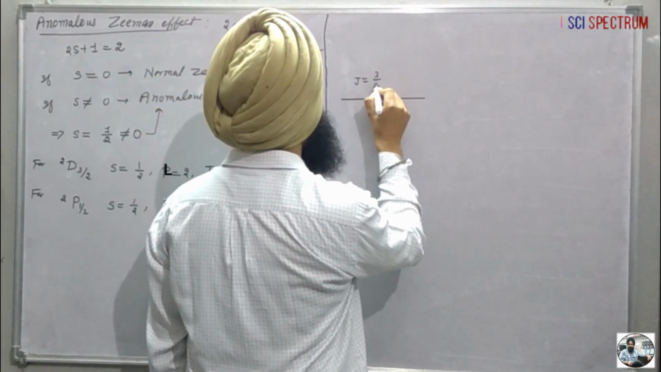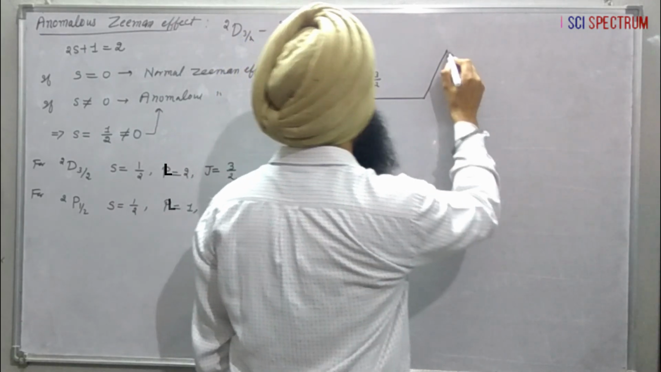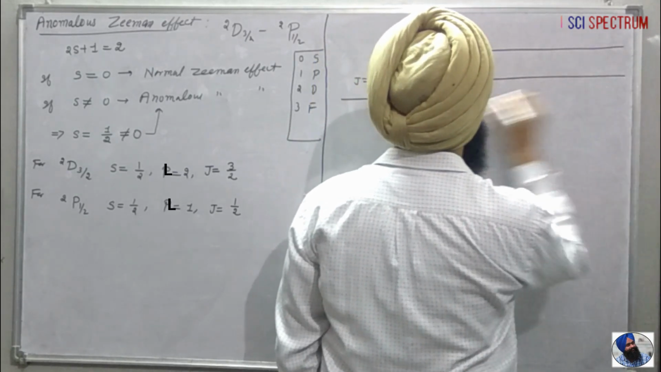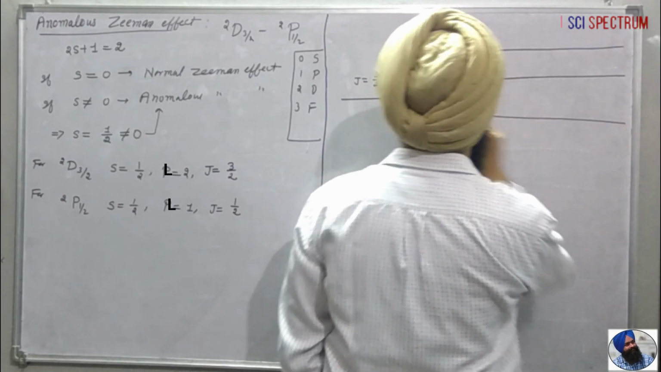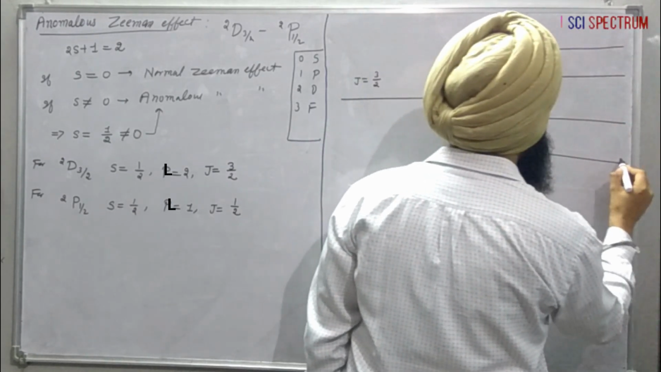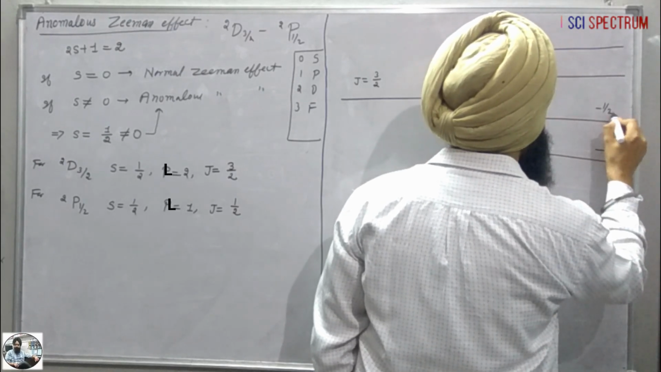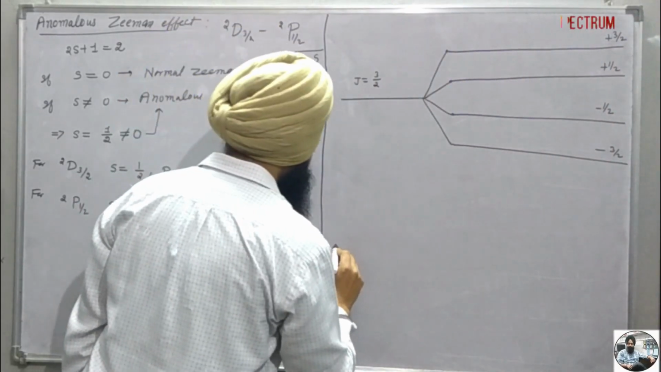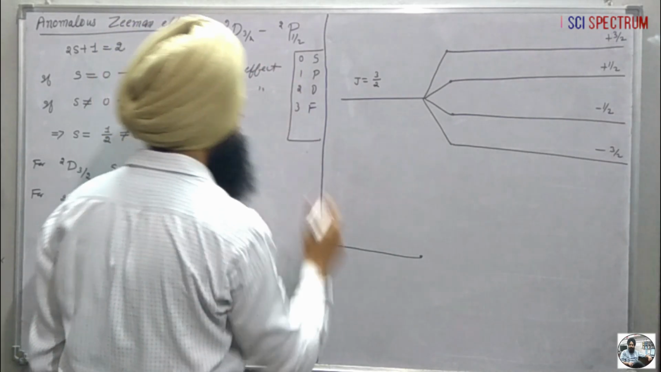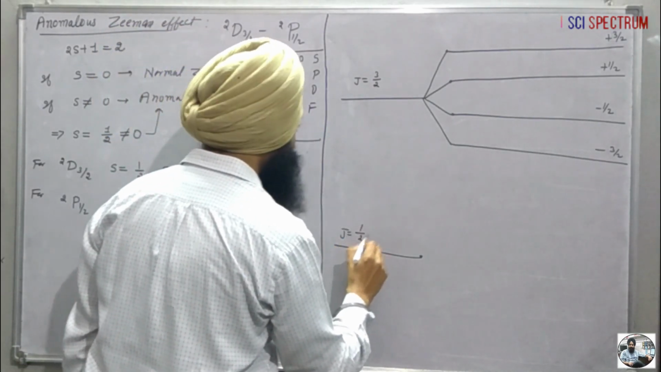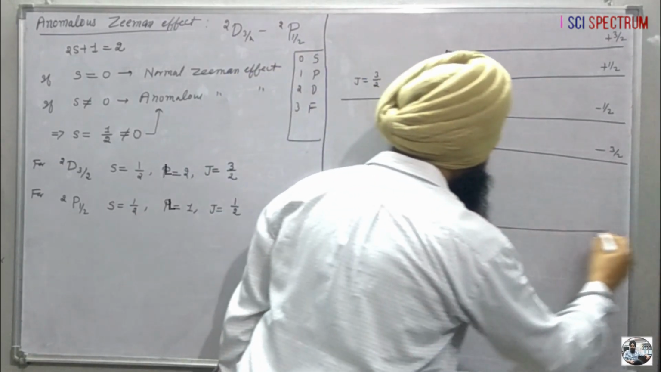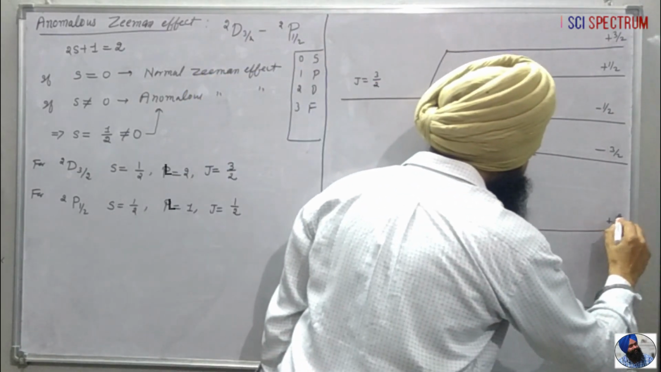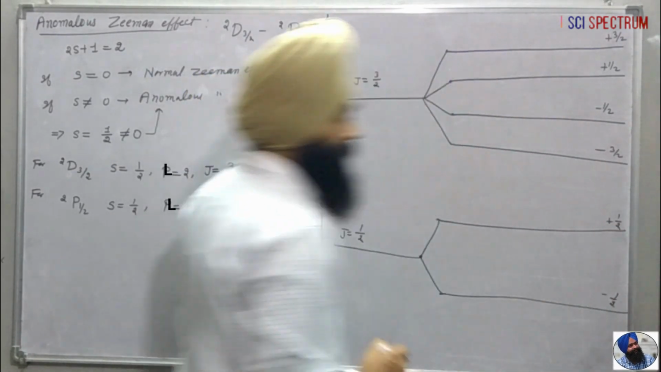Here j is equal to 3 by 2, we can find out the values of mj, which are equal to minus j to plus j. So we have minus 3 by 2, minus 1 by 2, plus 1 by 2, plus 3 by 2. Again, for the other state, we have j equal to 1 by 2, two states, mj is equal to plus half and minus half.